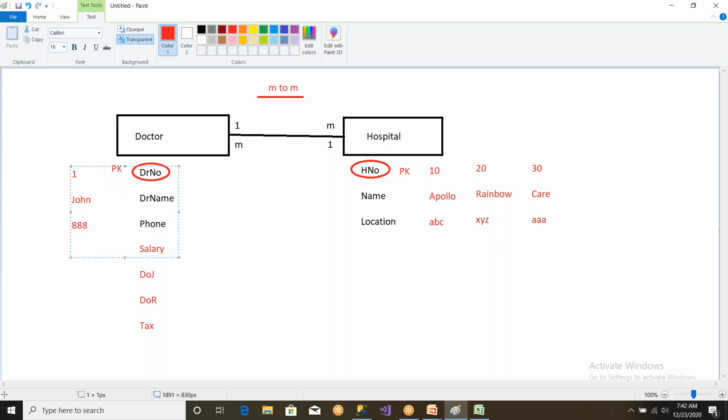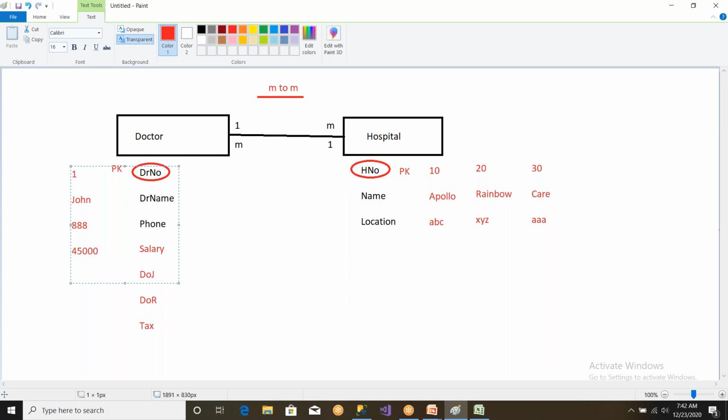Now, salary. What salary is he going to be getting? Because John is working in Apollo as well as Rainbow and Care Hospital. In Rainbow he is getting $20,000, in Apollo some $10,000, and Care was giving $50,000 per month. You can at least total it and say the total salary amount is 45,000.